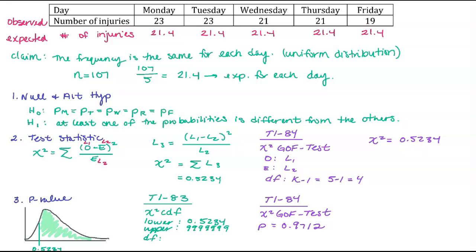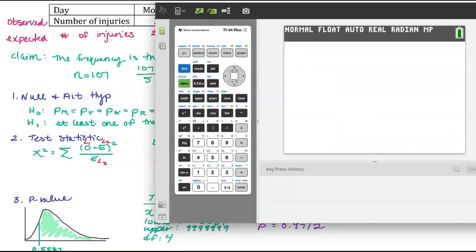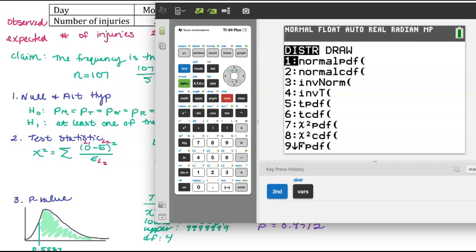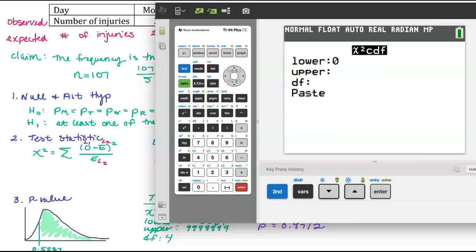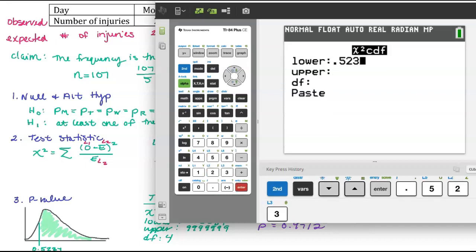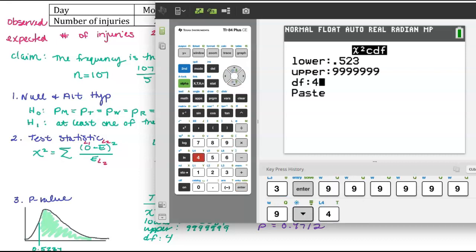We'll also enter our degrees of freedom of 4. Let's head back to our calculator. We can find the chi-squared CDF function by going to second vars to get into the distribution menu. Scrolling down a ways, you'll find chi-squared CDF and press enter. We'll put in our lower limit of 0.5234 and our upper limit. We'll also put in our degrees of freedom of 4. When paste is highlighted, we'll press enter.